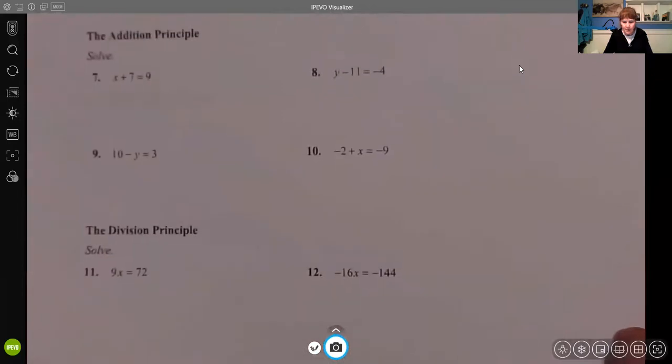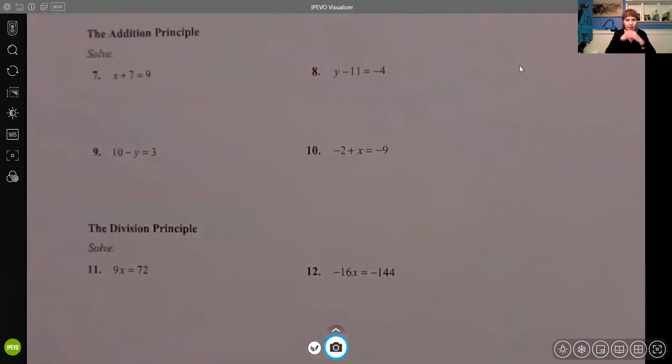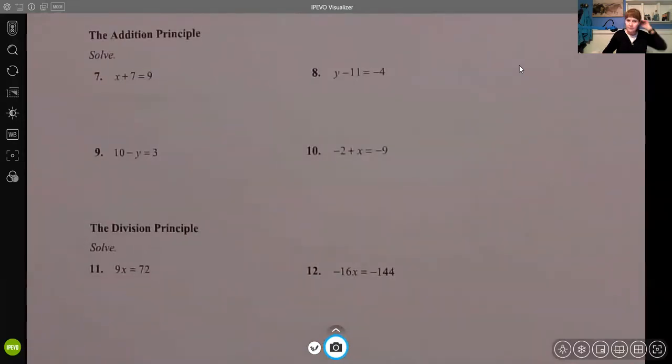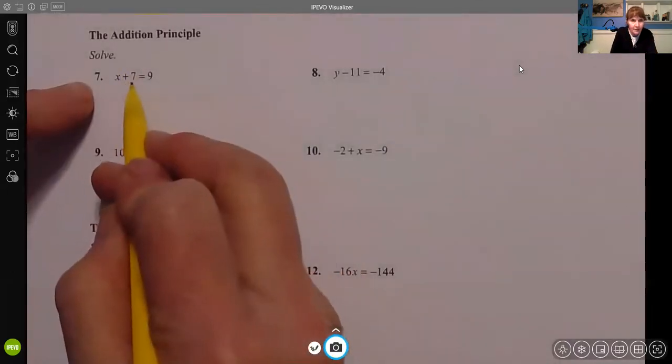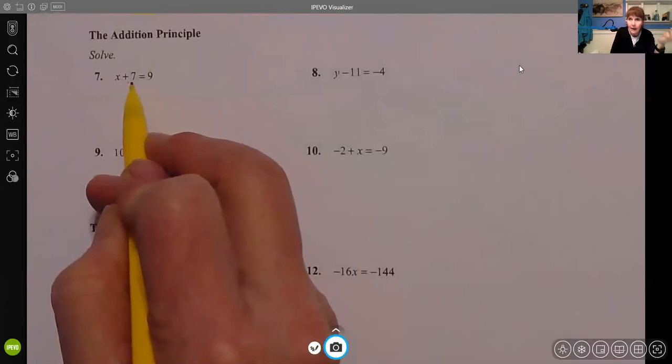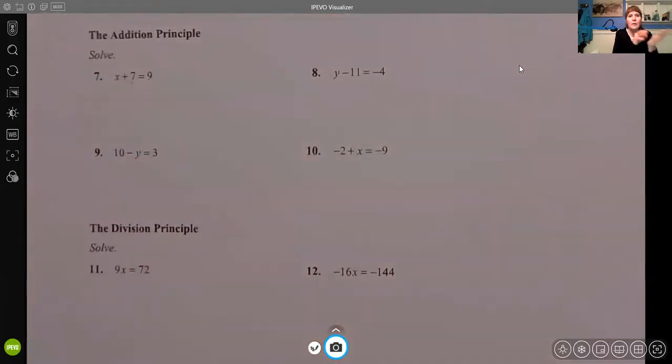This deals with solving equations. All right, so if you're here, we have +7. If we want to get the variable by itself, you always do what's called the opposite operation. So if it's plus, you subtract. If it's subtract, you add. If it's multiply, you divide. If it's divide, you multiply. So, when you start to move things, we do what's called the opposite operation.